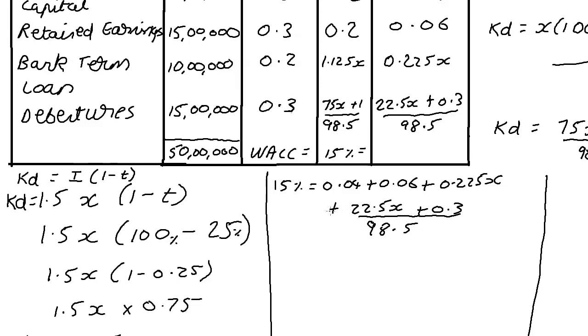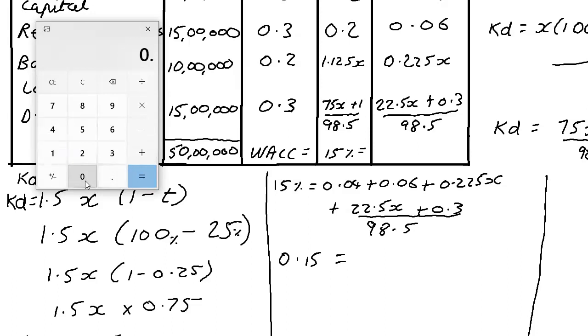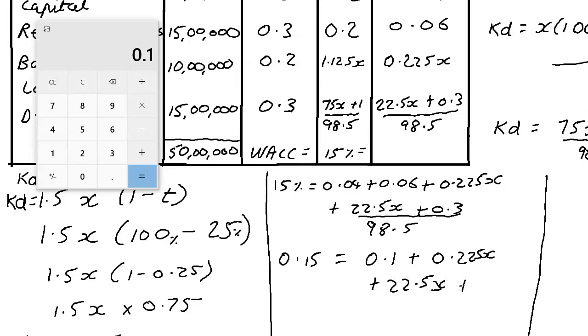Now, I'm going to begin by converting this into decimal. 15% is as good as saying 0.15. I'm then going to go ahead and add all the decimals on the right hand side. So we have with us 0.04 and 0.06, and adding them up, we get 0.1. Alright, so 0.1 plus 0.225x plus whatever we have here with the denominator, plus 0.3, the whole thing upon 98.5.